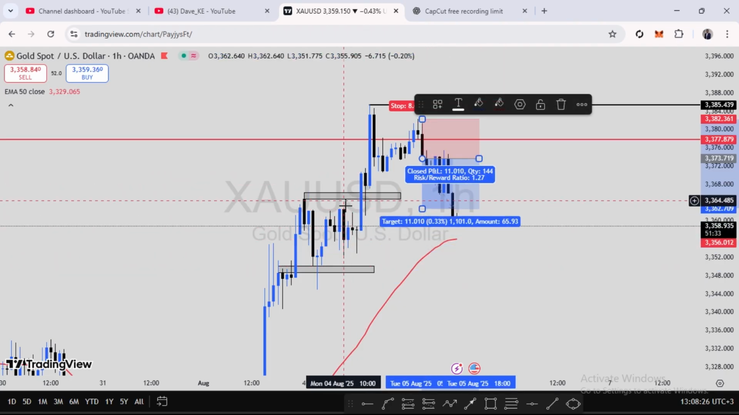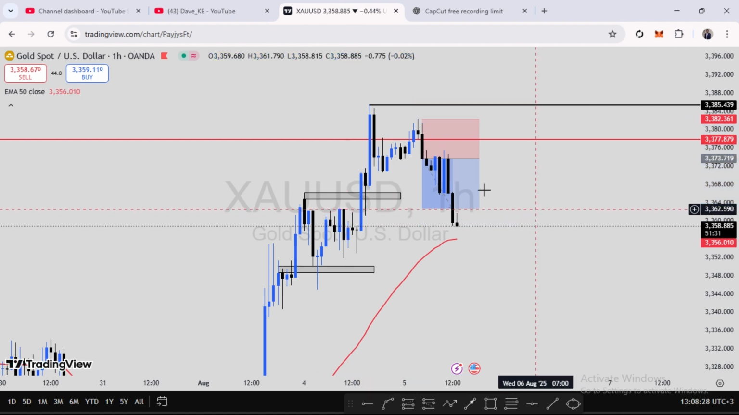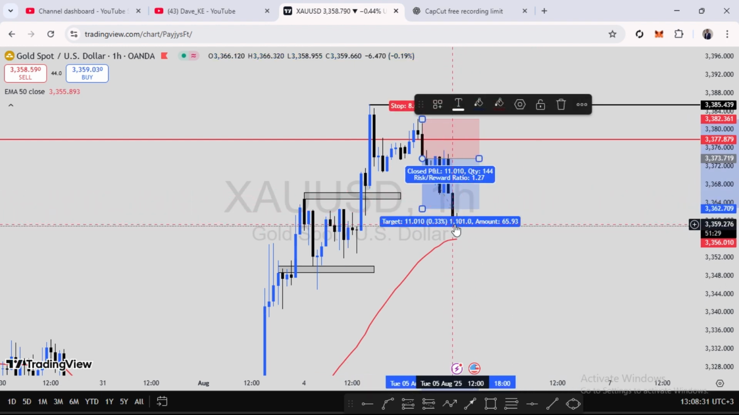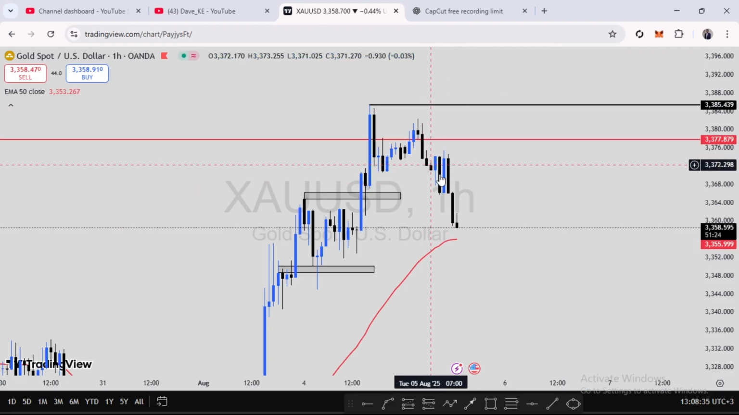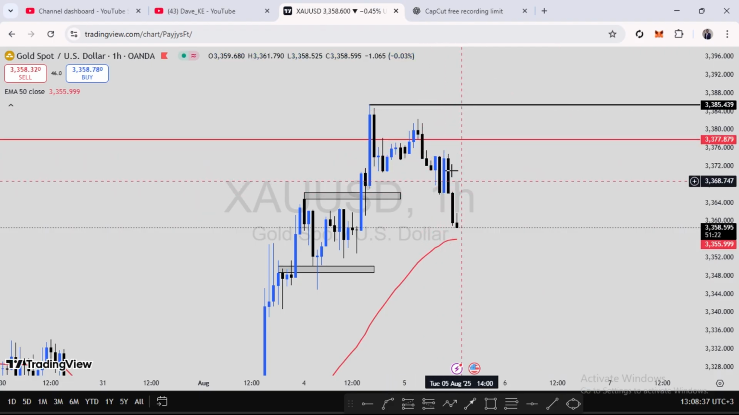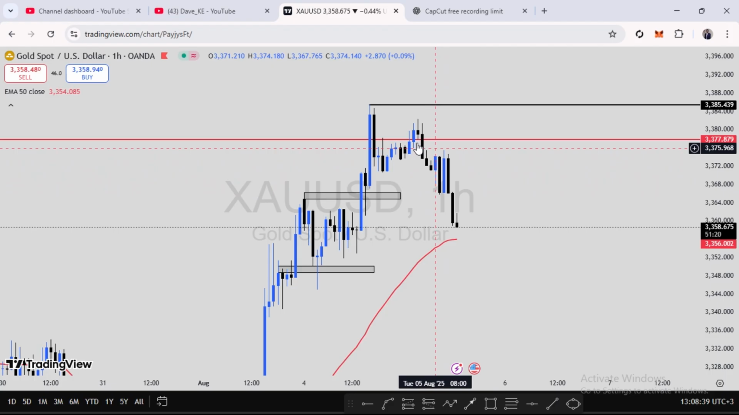Then of course my short TP was at around there, that area. But then you can always leave it open to whichever point so that you don't limit yourself, because we know very well how volatile gold can get. That was the point that I took my sell for the day.